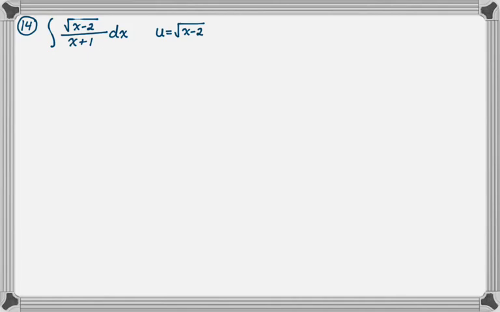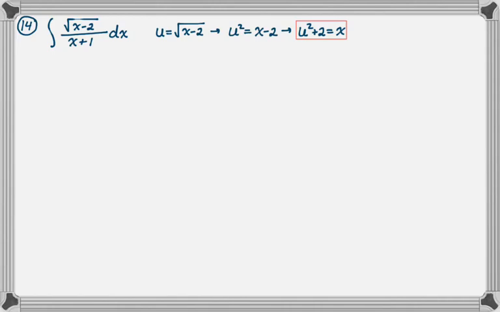So sometimes you go down a road, it doesn't work, and you have to start again. I think this is going to work, but that's just good advice. If what you're doing is making things more complicated, maybe go back and try something else. So let's square both sides of this. u squared is x minus 2. Let's solve that for x, because I'm going to have to substitute for the x in the denominator. So that's one substitution we'll make.